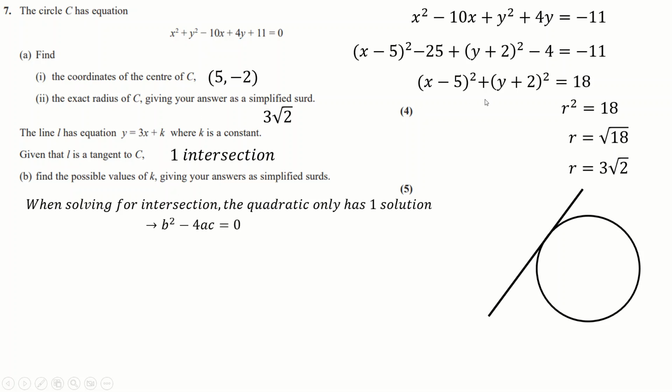Let's plug this y into here. And the reason I'm going to put it into there and not there is because then I only have to put in one y term. I only have to put 3x plus k in one time because there's only one y there, since it's in completely the squared form. So I'll put this into there.